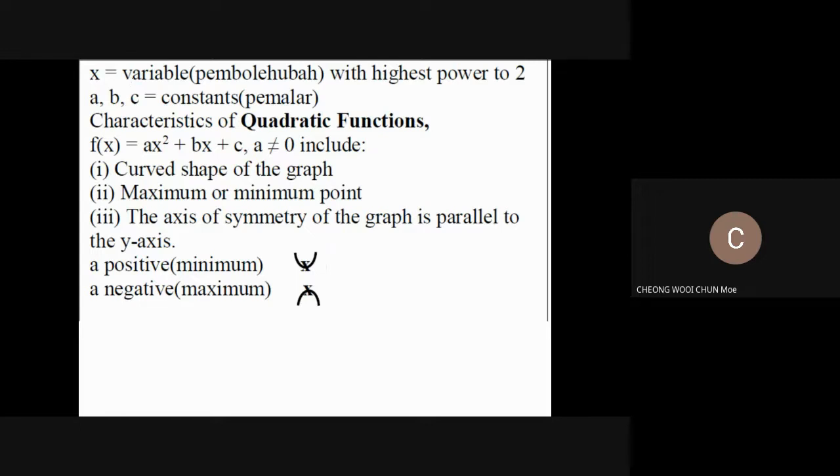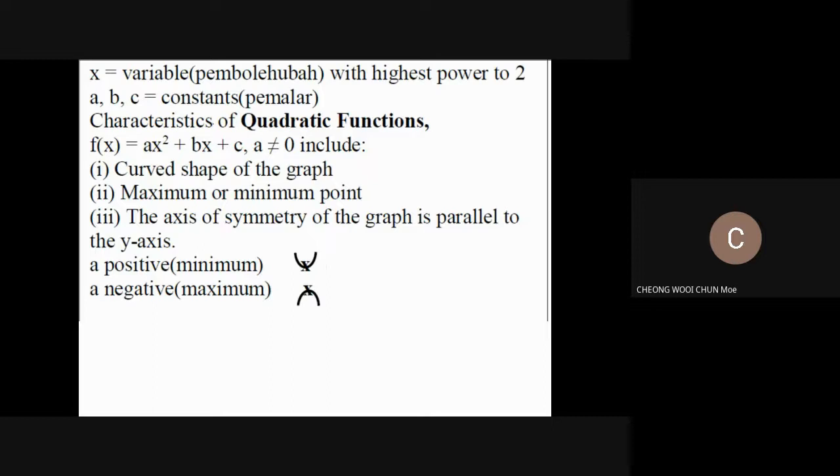So x is called the variable with the highest power of 2. A, B, C are constants. A is in front of x power 2, B is in front of x, and C is without x. So A cannot be equal to 0. If A equals 0, you will not have x power 2.